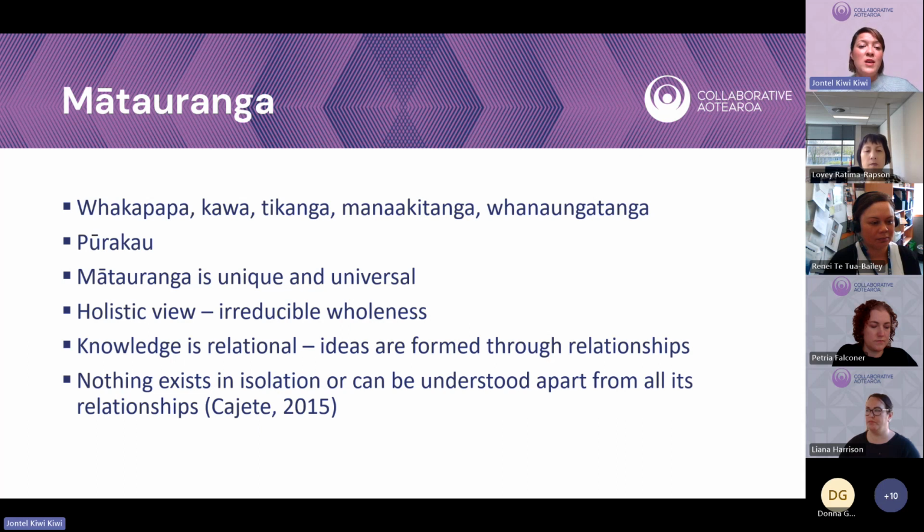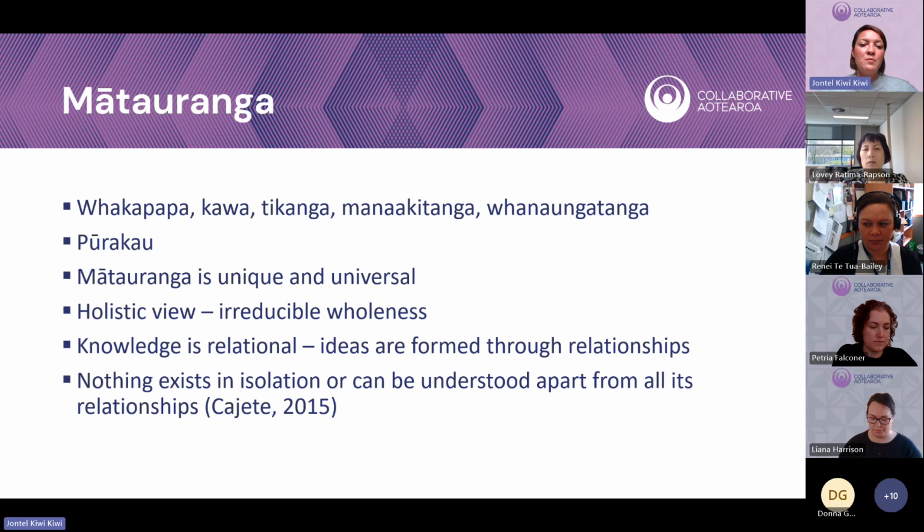It's holistic. It's irreducible wholeness. So we can't break up all the different concepts of a system and then look at them and study them in independence and think that we have understood the system. We can't do that. It's whole, it's connected. Those connections are like a web or like a matrix, and it's like our brain, our synapses. It works together. Knowledge is relational, so ideas are formed through relationships. For me, that was a real key in this wānanga.